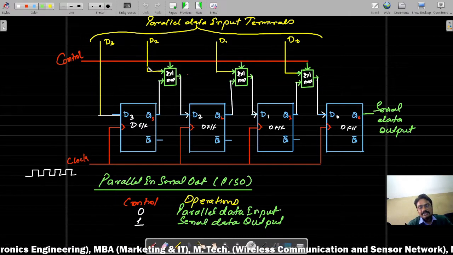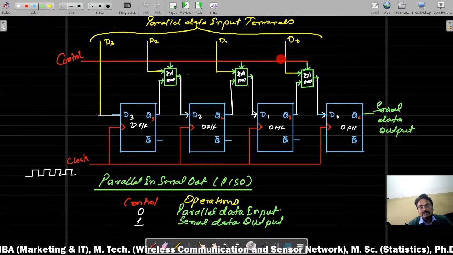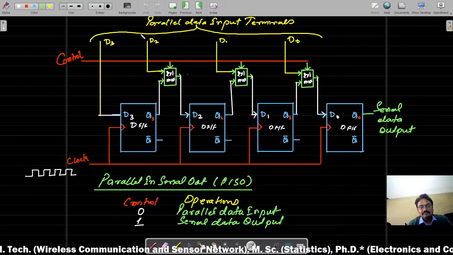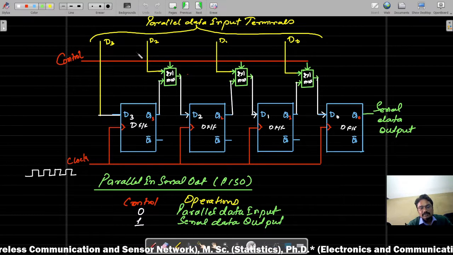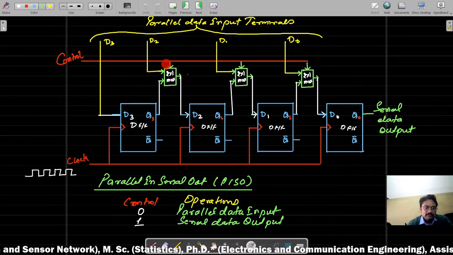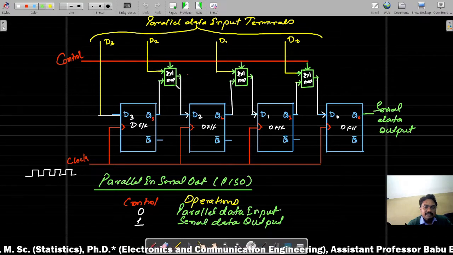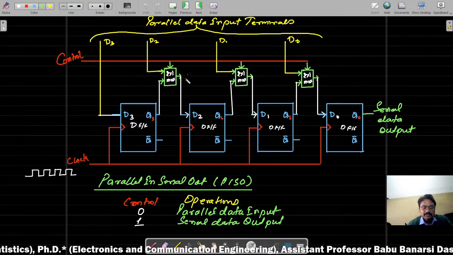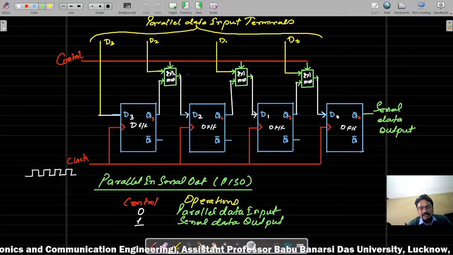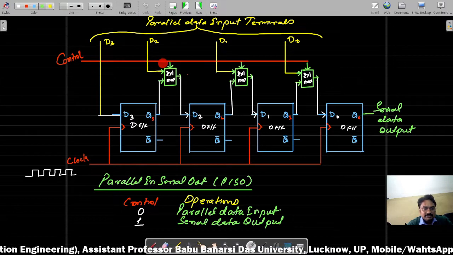And we arrange the input in such a manner that through one control input, when this control is operated, we can input the data, and when the control is changed, the data will be serially out. To do that, for parallel data in and serial data out, we use a mux, and the select input of the mux is connected to the control.